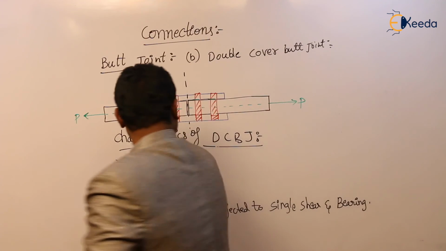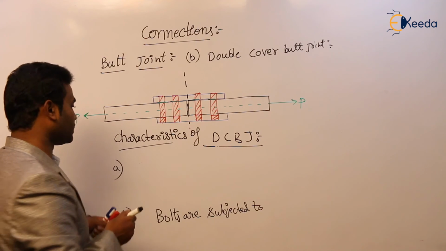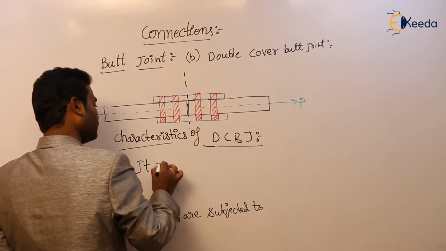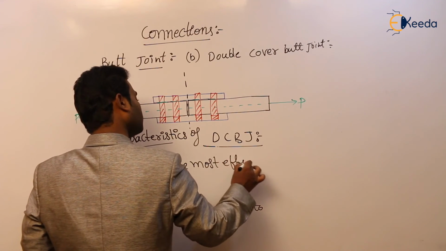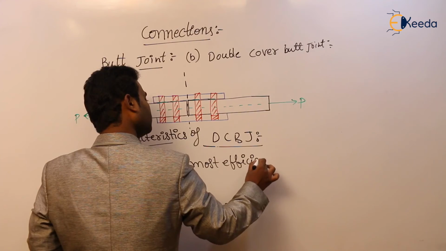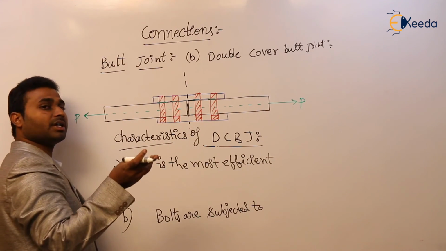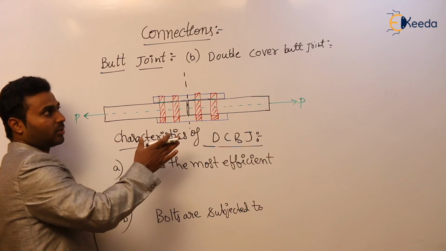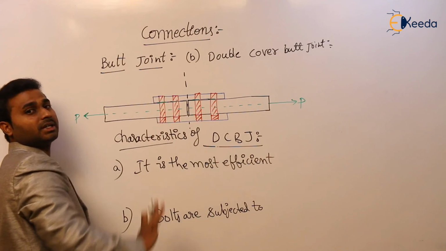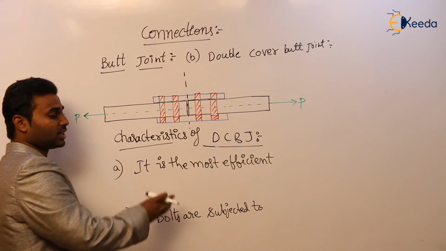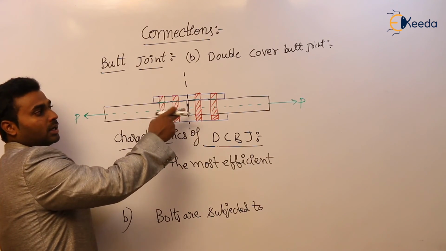The least efficient is the lap joint, and the most efficient is the double cover butt joint. It is the most efficient out of all the connections, be it a lap joint or a single cover butt joint. The reason is the same line of action of forces and symmetry. The reason for its most efficient nature is the same line of action and then symmetry.